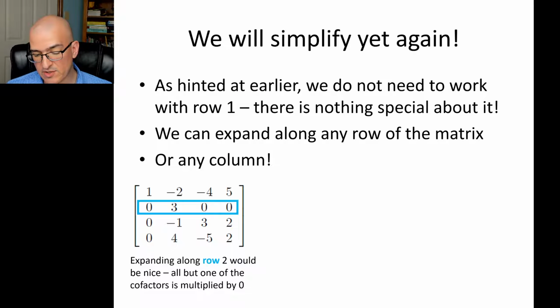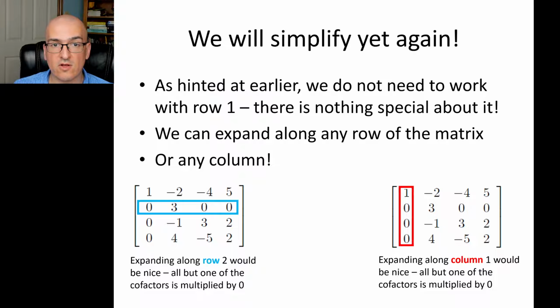So for example, we could expand along row 2. We would have 0 multiplied by cofactor C21 plus 3 multiplied by cofactor C22 plus 0 multiplied by cofactor C23 plus 0 multiplied by cofactor C24. And all those are going to disappear except the second one, 3 times cofactor C22. So we would only have a single 3x3 determinant to calculate.